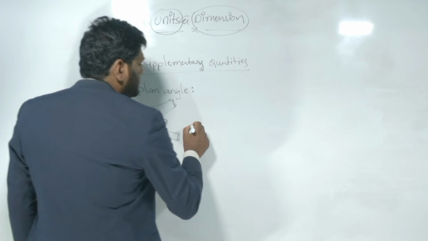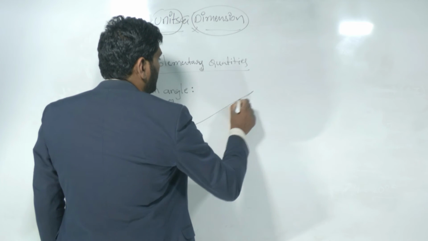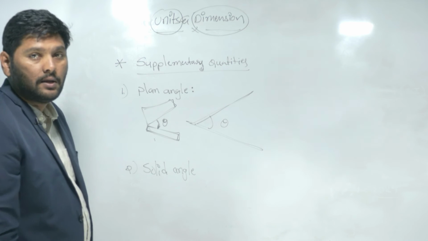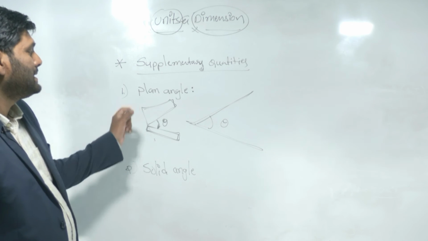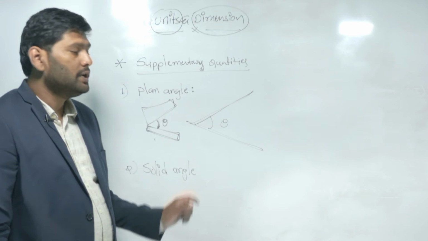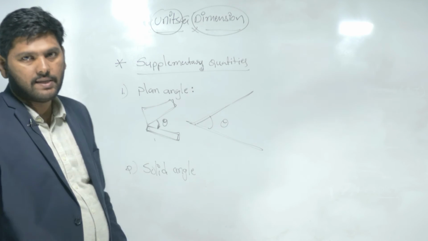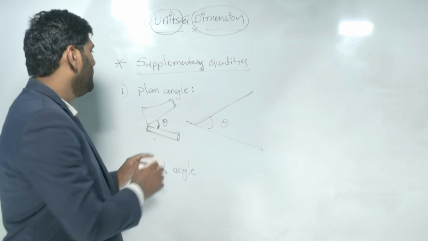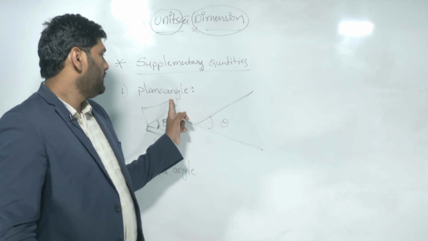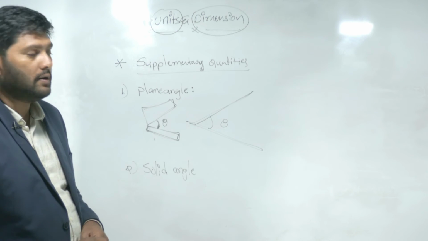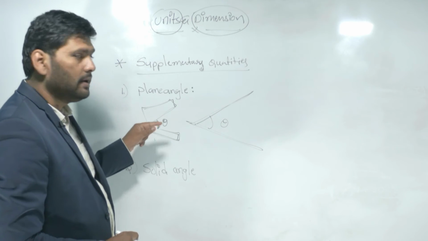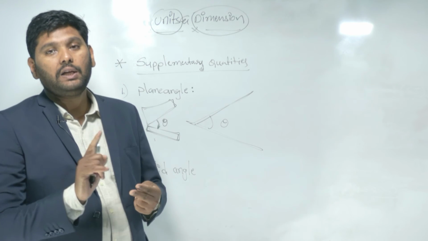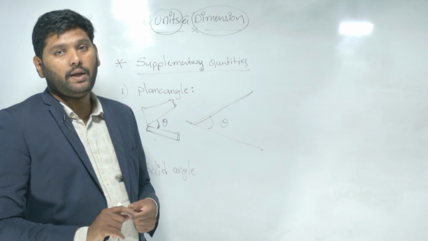Or else, this is one line and this is one more line. This angle is known as what? Plane angle. But what are the units for this plane angle? We'll discuss the units in the next class, not now. So this plane angle is what kind of quantity? Supplementary quantity. How can you define plane angle? The angle between two planes, two surfaces, or two lines is known as plane angle.